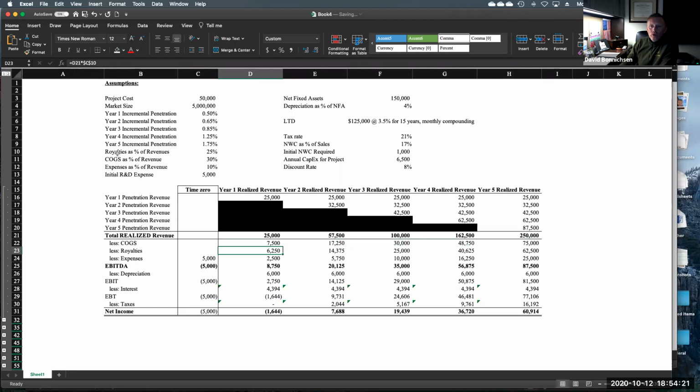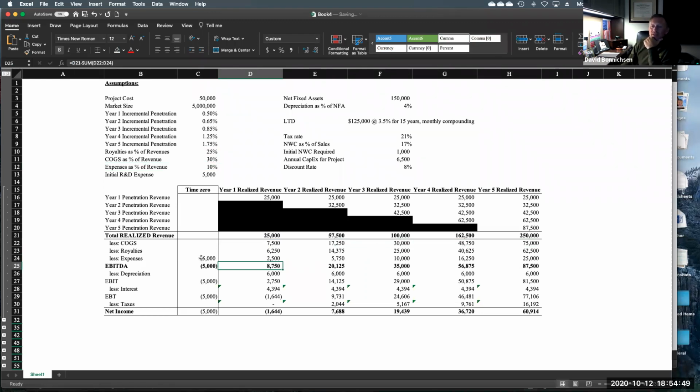We know we've got royalties as a percentage of revenues at 25%. So we bake in the royalties, 25% of the revenues. Again, copy, paste. Expenses: we're told that expenses are 10% of revenues, 10% times the revenues. Copy, paste. So that's for the project, right?